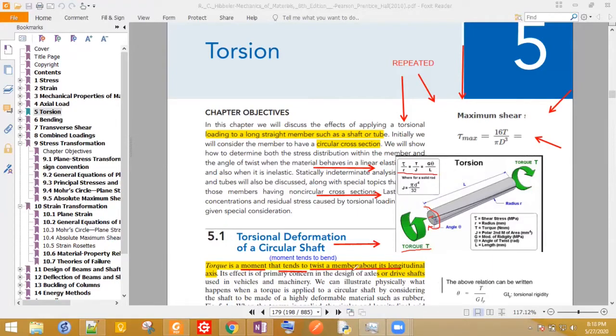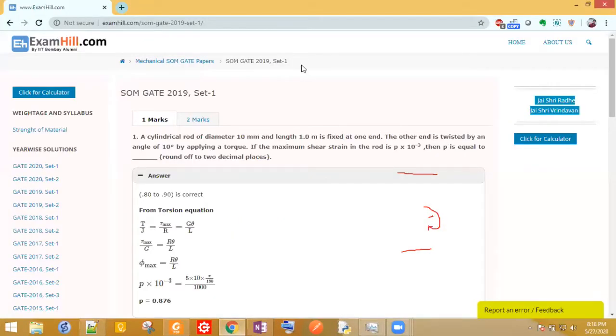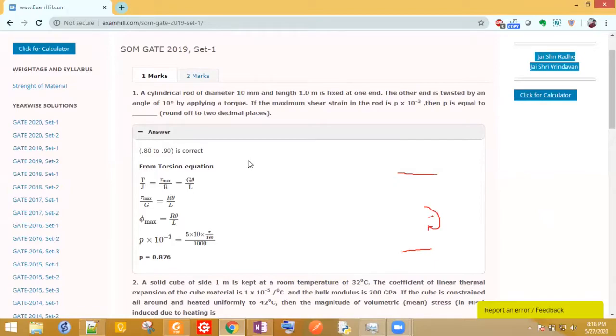Now coming back to our question. You need to use this shear modulus, then only you will be able to get the value of shear strain. So here, they are rearranging the things. Tau max by G is equal to R theta by L.